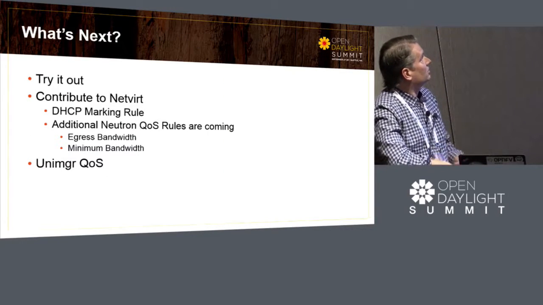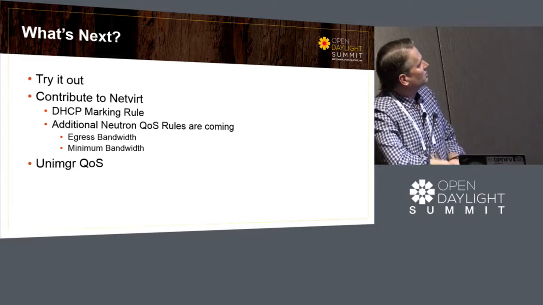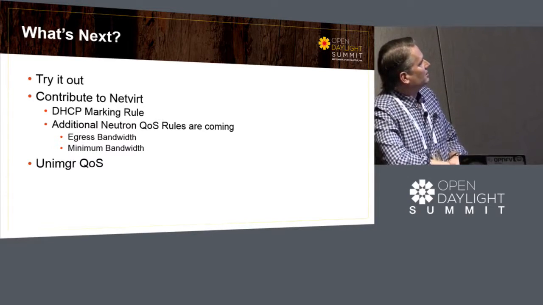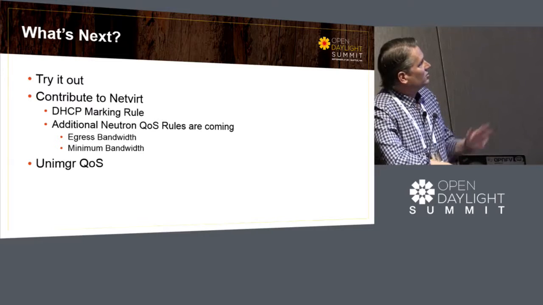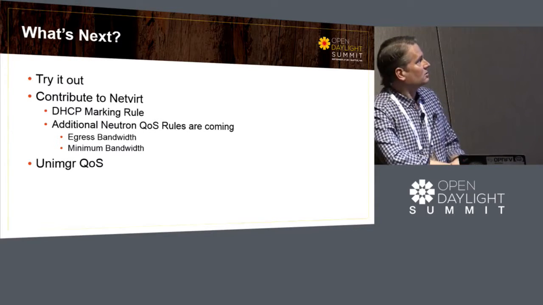So finally, what's next with NetVirt and the applications? Again, give it a try, see how it works. And I keep saying DHCP on here instead of DSCP. But yes, we want to add the DSCP marking rules. Additionally, the Neutron QoS API is not static. There's new stuff coming there.